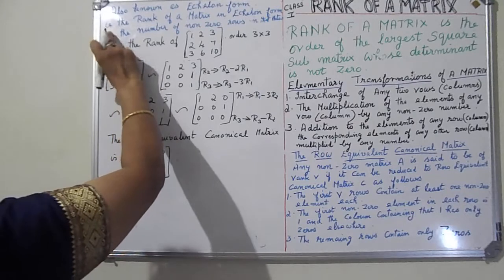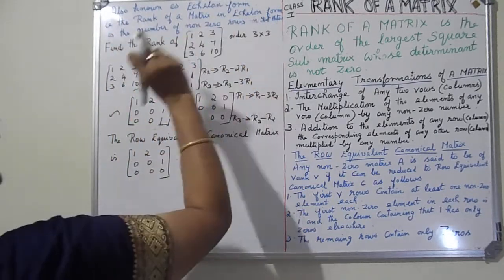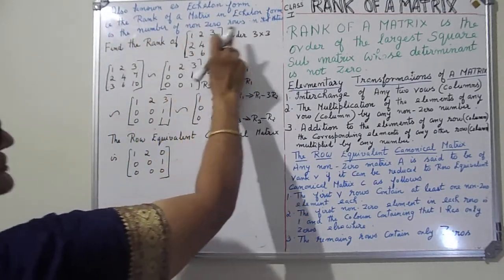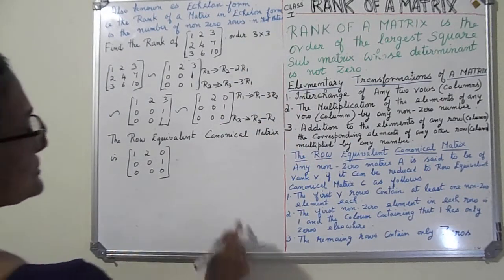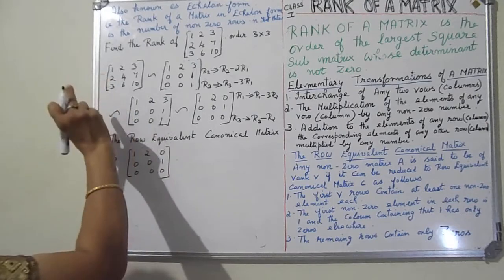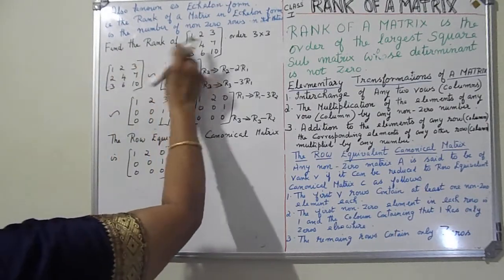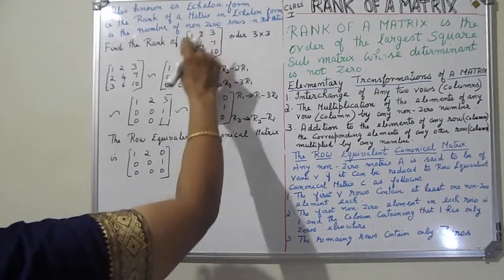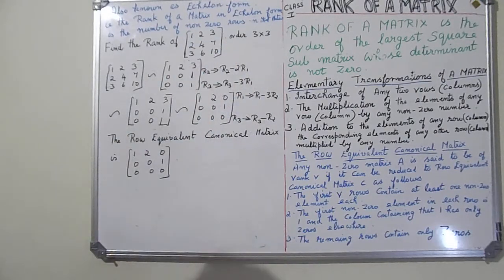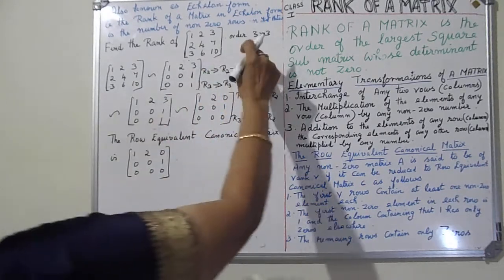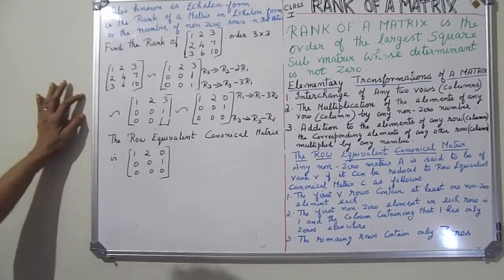Now, in other words, we can say that the rank of a matrix in echelon form is the number of non-zero rows in that matrix. Now, let us see an example. Find the rank of the matrix 1, 2, 3, 2, 4, 7, 3, 6, 10. What's the order of this matrix? 3 rows and 3 columns, a 3 by 3 matrix.